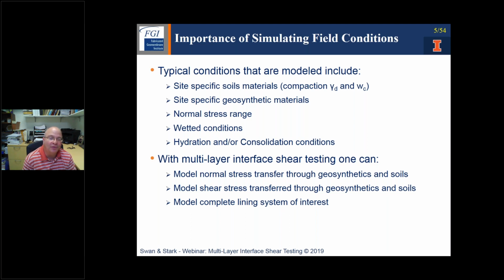And so with the multi-layer test, we can still model the normal stress system, and we can actually monitor the normal stress transfer through the various geosynthetics and soil. We can model the shear stress as it's transferred between the layers of geosynthetics and soil, therefore modeling the complete lining system of interest, allowing us to determine the weakest planes of failure for both a peak condition as well as a large displacement condition. And yes, they may be different. The interfaces that fail at peak may be different than the ones that fail in a large displacement condition.